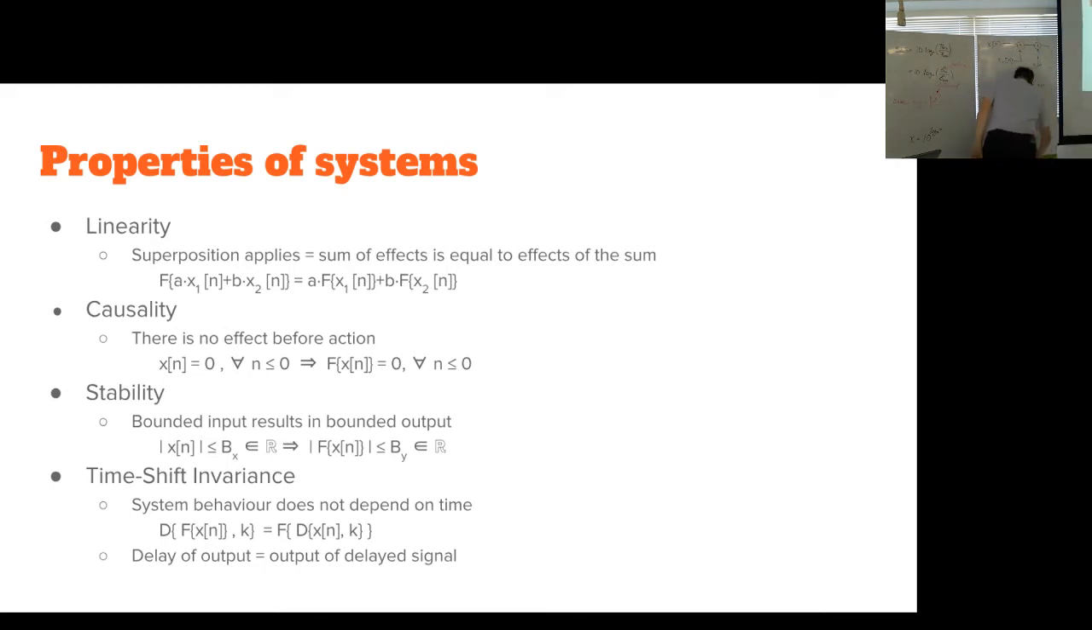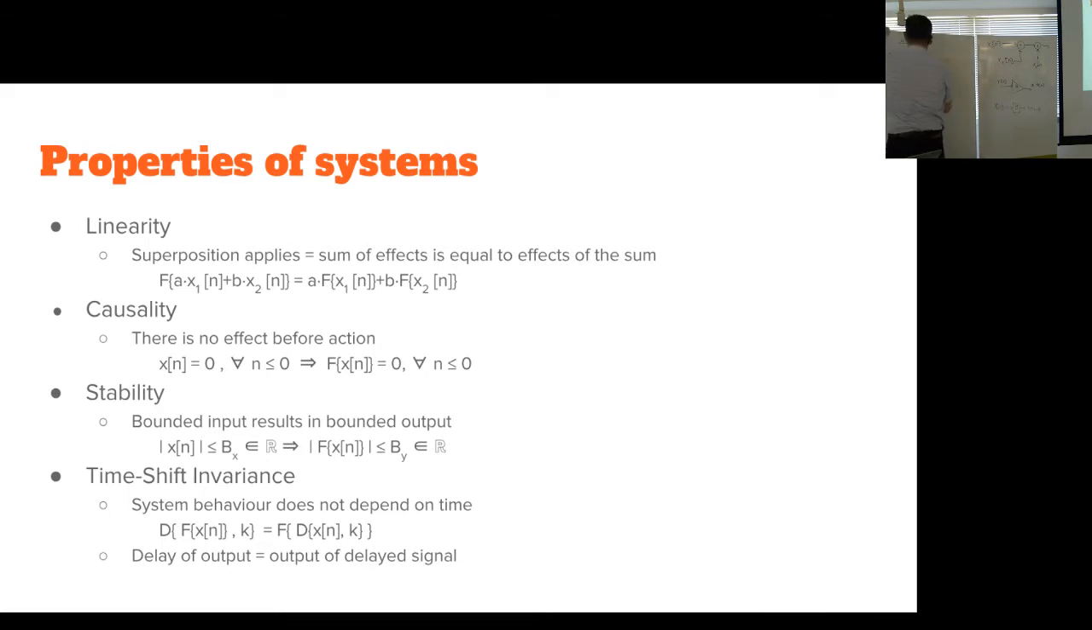Okay. I need to explain a little bit here again. Break down, meaning: linear system. If you have system F, and you scale a signal before it goes through the system, that's actually a times x of n.